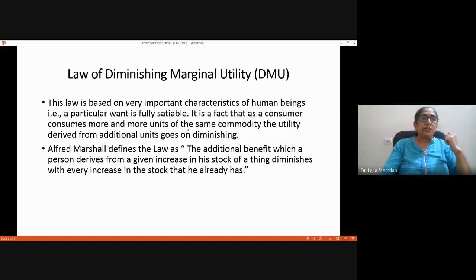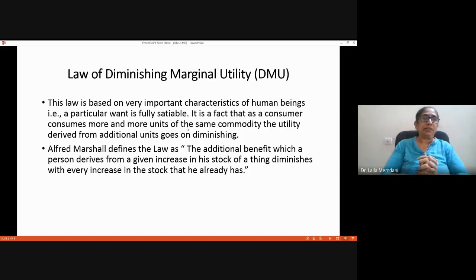It is also a fact that as a consumer consumes more and more units of the same commodity, the utility derived from the additional units goes on diminishing. Like, if you are hungry and you are eating parathas, the first paratha you eat gives you a very high utility. The second will give you slightly less than the first. But by the time you have eaten your second paratha, let us say your stomach is half full, still you are hungry, you go for the third paratha.